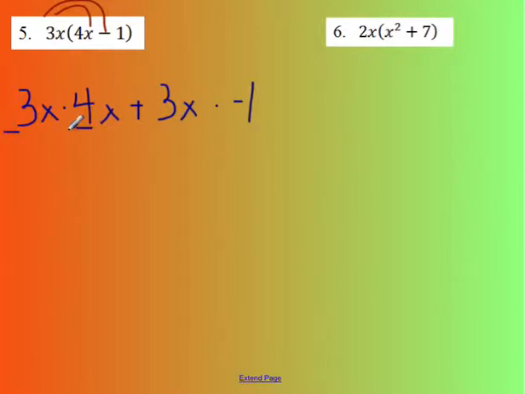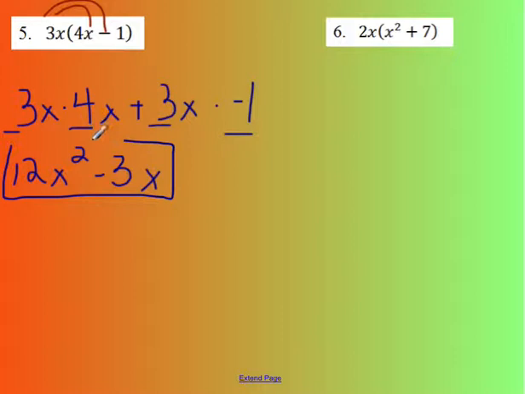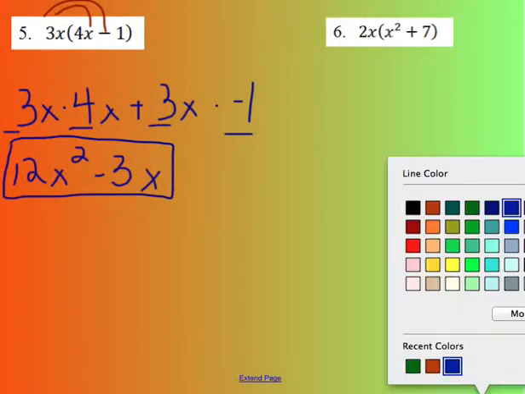So 3 times 4 is 12. X to the first times x to the first is x squared. 3 times negative 1 is negative 3, and then we have x. So we want to check that our answers are going in descending order of exponents, and they are. So this right here is your final answer.